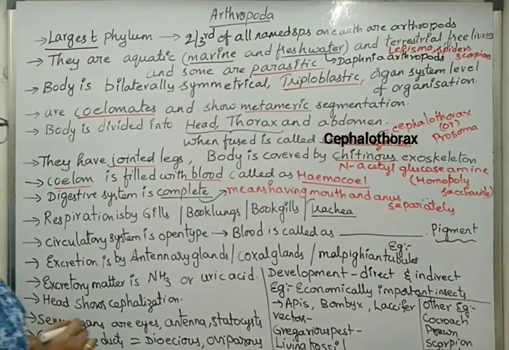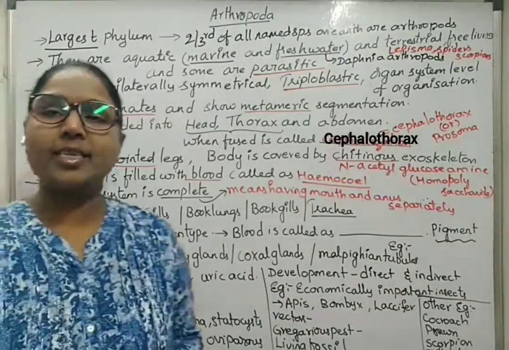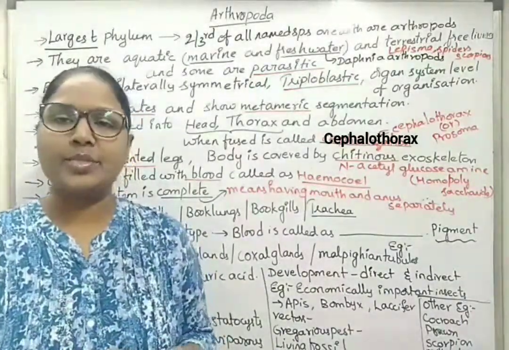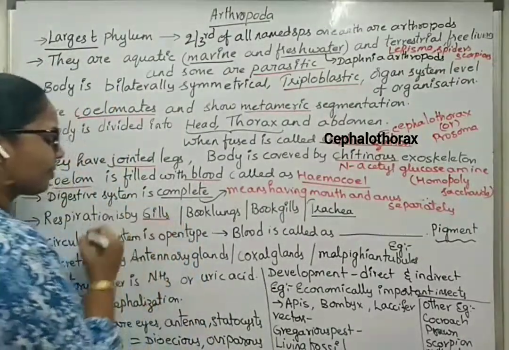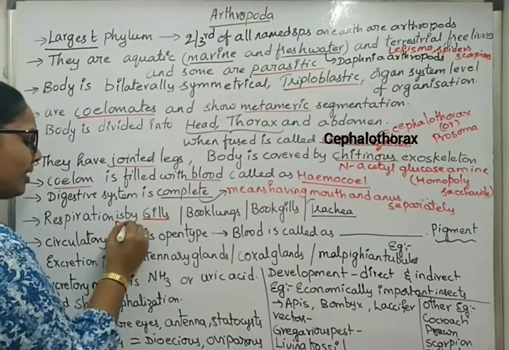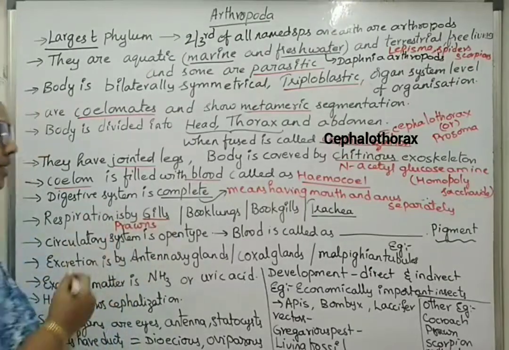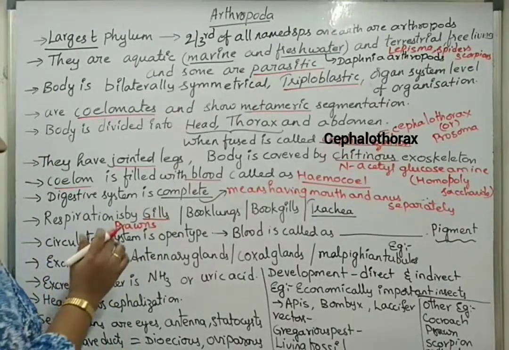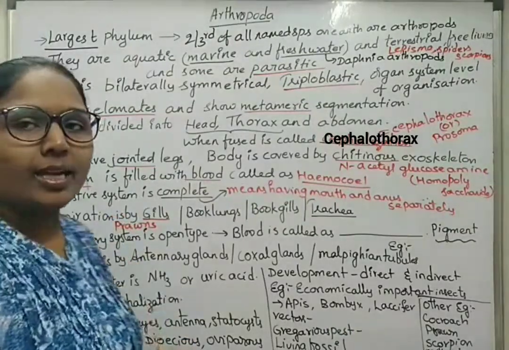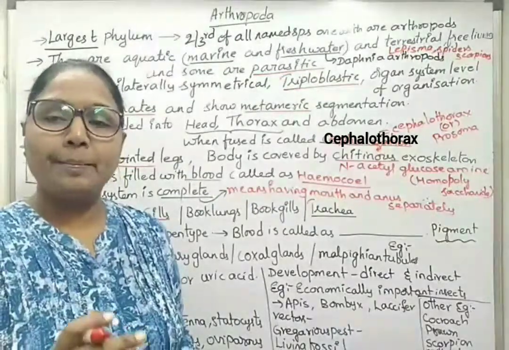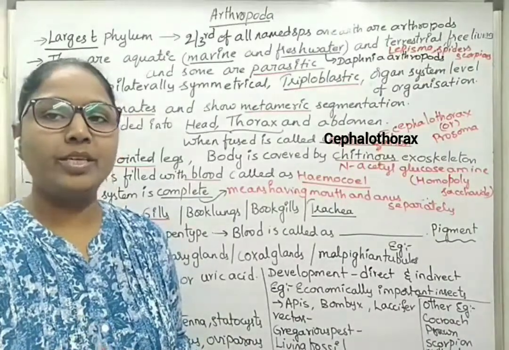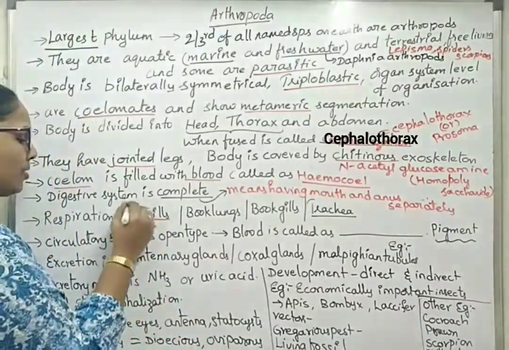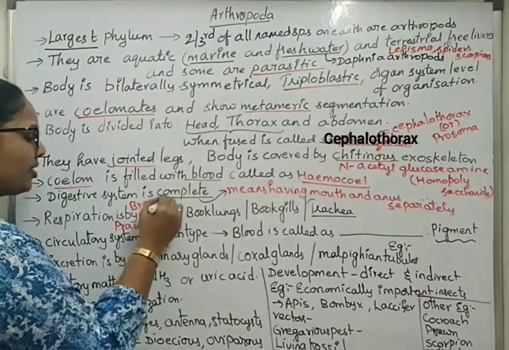Next, coming to the respiratory system. Respiratory structures are of different types in different Arthropoda. Some Arthropoda have gills. For example, prawns have gills as respiratory structures. So, respiration with the help of gills is also called branchial respiration. The term branchial respiration was one of the previous MCQs. So, it is also called branchial respiration.